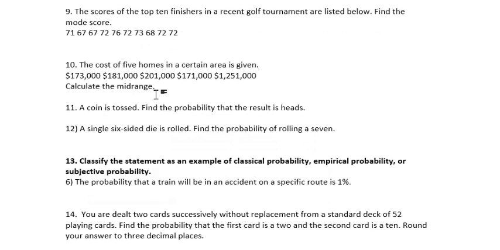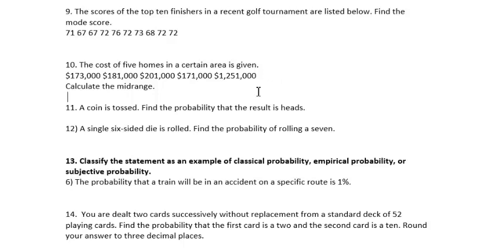Okay, the cost of 5 homes in a certain area is given: 173,000, 181,000, 201,000, 171,000, and 1,251,000. Next question is, okay, fine. So mid-range. Now, mid-range means the average of the two extremes. You take the smallest and the largest, add them together, and you will have the mid-range.